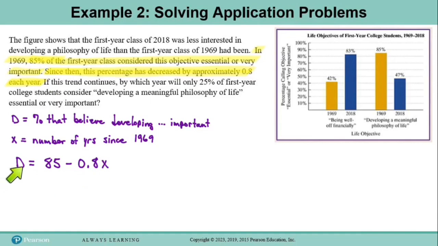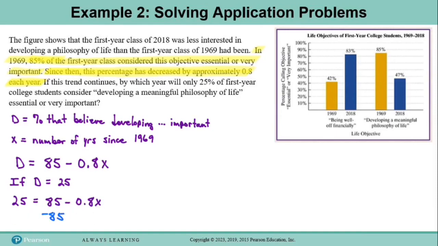So I'll go ahead and plug in 25 for D. So I'll have 25 equals 85 minus 0.8 times X. So we want to solve this for X. And remember, it's going to tell us when D is 25, how many years since 1969 it will have been. So we'll start solving here by isolating this X term.